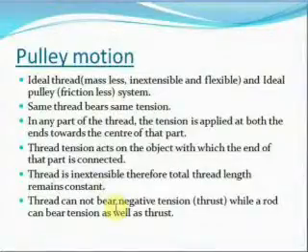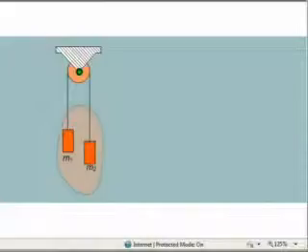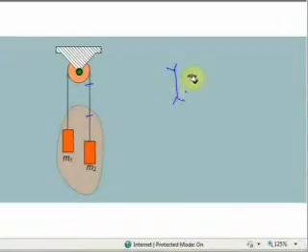Now in any part of the thread, the tension is applied at both the ends and towards the center of that part. So if you take any part of the thread, suppose we take this part. So this is the part of thread that we have taken. So the tension will be applied at both the ends. So a tension will be applied at this end as well as at this end, and the direction of tension will be such that it is directed towards the center of this part.